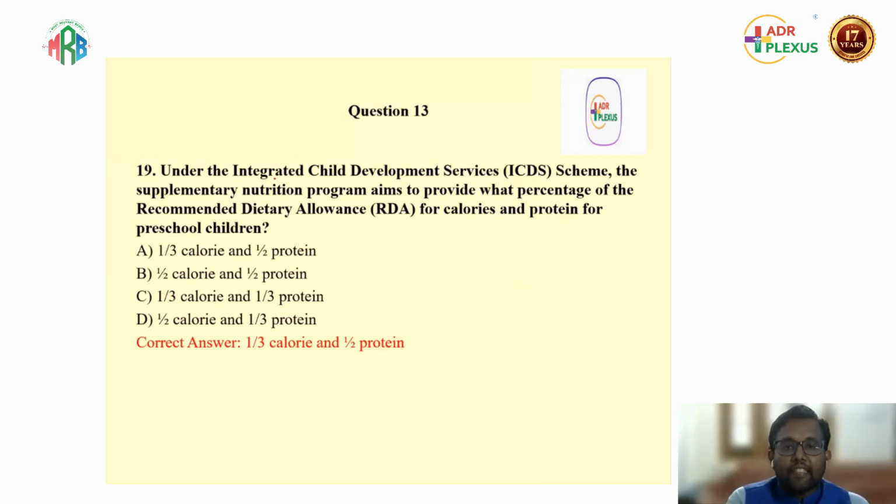Next, under the ICDS scheme, the supplementary nutrition program aims to provide what percentage of RDA for calorie and protein for the preschool children, the children before going to school. So what is the calorie and protein given? Mainly it is for children between 6 months to 6 years of age. So how much of their daily food requirement should come from it?